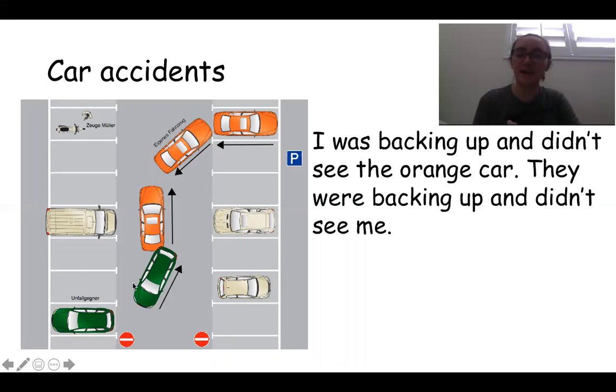So let's pretend that you are in the green car. So what you would say would be something like, I was backing up, right? I was backing up my car and didn't see the orange car. They were backing up and didn't see me. So that's how you would explain what happened, right? When they say what, it really means, explain how it happened. How did this happen, right? What happened?